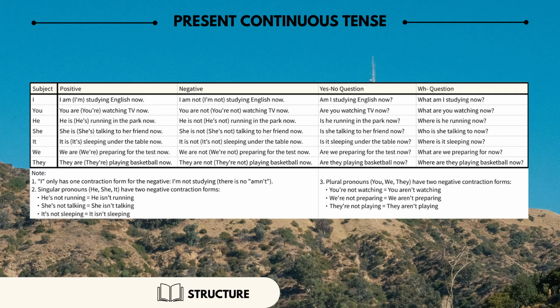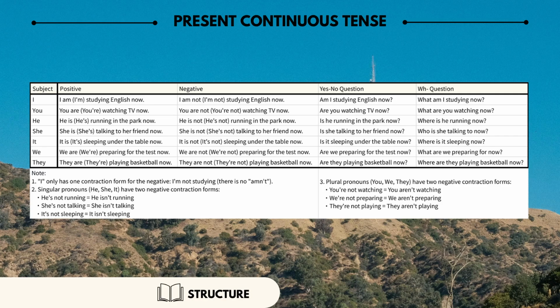Now it is sleeping under the table now. Something, maybe a cat or a dog, is sleeping right now under the table. It is not sleeping under the table now. At this moment, it is not doing that action. Is it sleeping under the table now? We are asking if the action is happening. Where is it sleeping now? We are asking about the place.